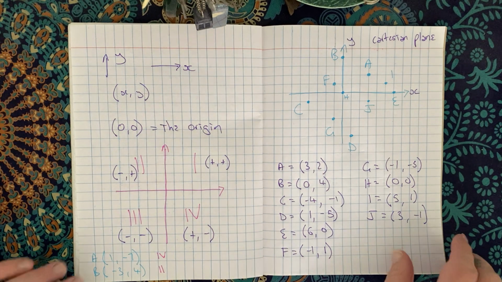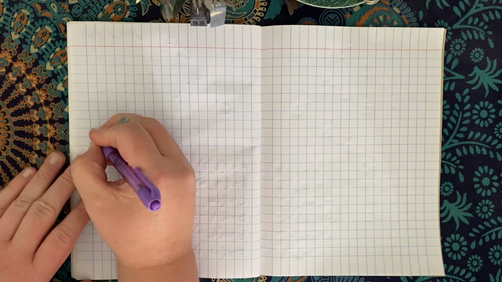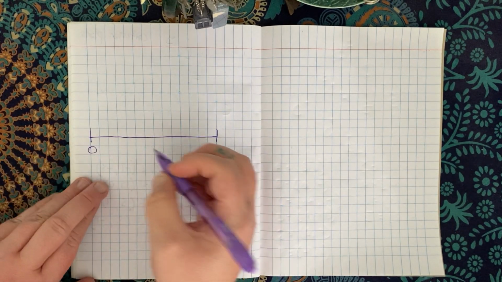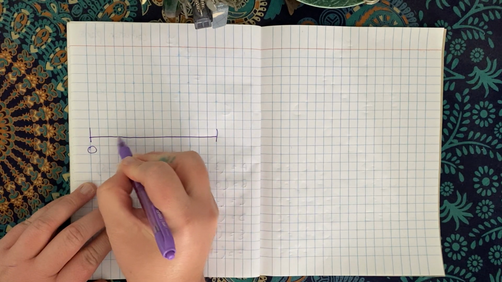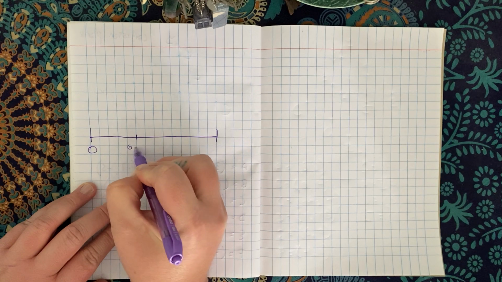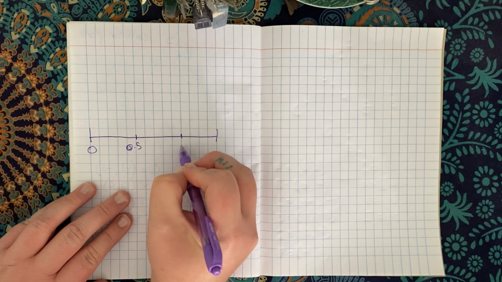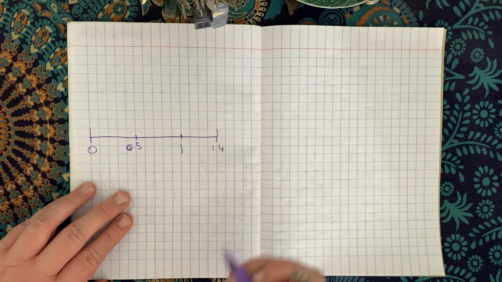Okay, so sometimes we're doing coordinates on a Cartesian plane, but sometimes we can just use a number line as well. Let's turn the page and make a number line. All right, so I'm going to start at 0 and I'm going to go up by 0.1 every time. So this is 0.1, 0.2, 0.3, 0.4, 0.5, 0.6, 0.7, 0.8, 0.9, 1. 1.1, 1.2, 1.3, 1.4. So that's going to be 1.4, and that's how far I went.